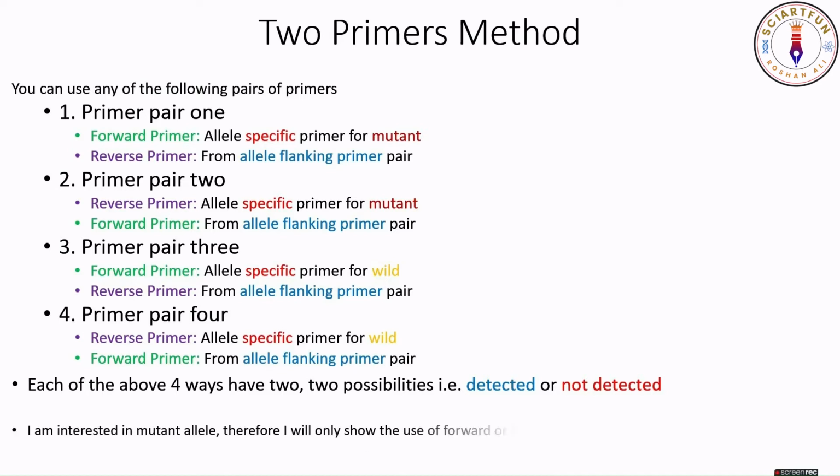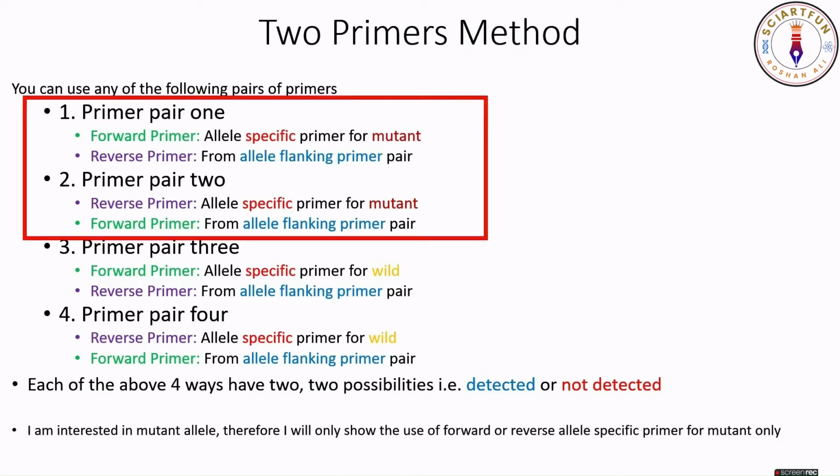Here in this video, I am interested in the mutant allele only, therefore I will show the use of forward or reverse allele specific primer for mutant only. The use of forward and reverse specific primers for wild type are exactly the same.